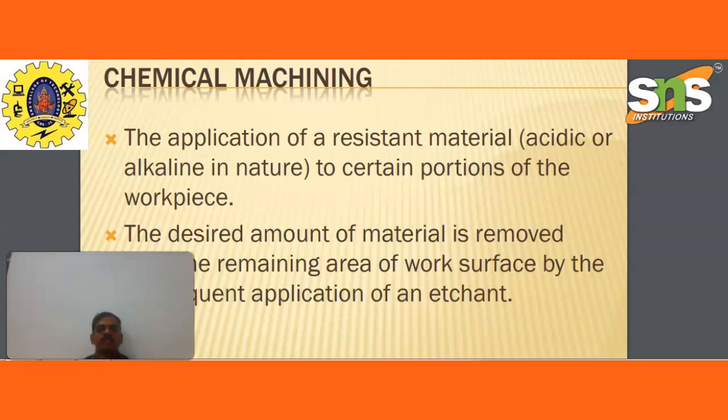Chemical milling: the application of a resistant material, that means acidic or alkaline in nature, to a certain portion of the workpiece. The desired amount of material is removed from the remaining area of the work surface by the subsequent application of etchant.